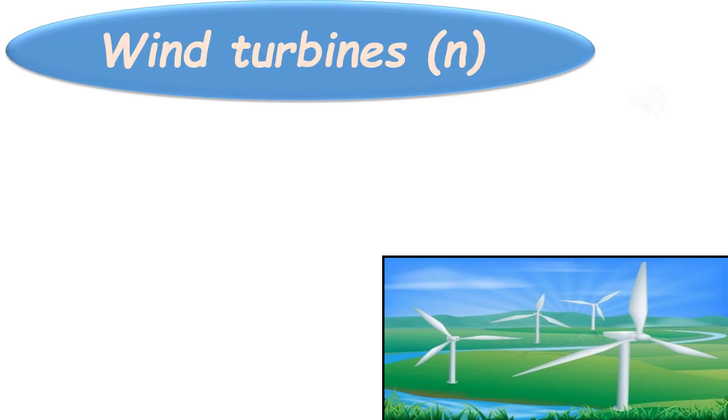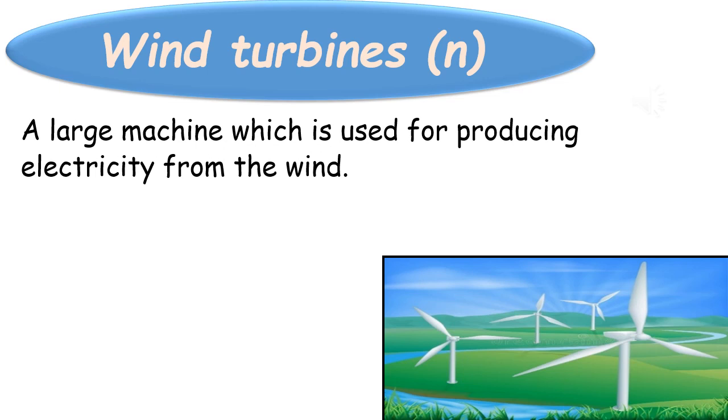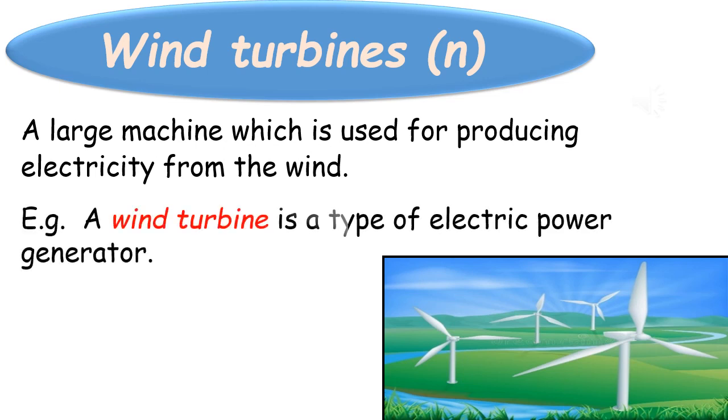Then I have a machine which is called a wind turbine or wind turbine. Again, I can say turbine or turbine. This is a large machine which is used for producing electricity from the wind. A wind turbine is a type of electric power generator.